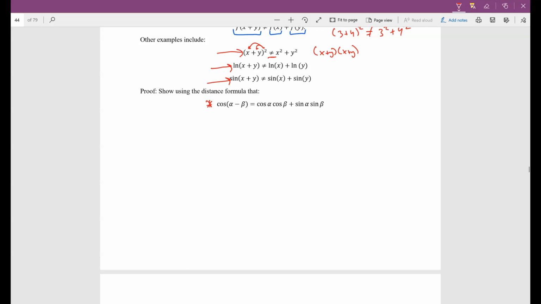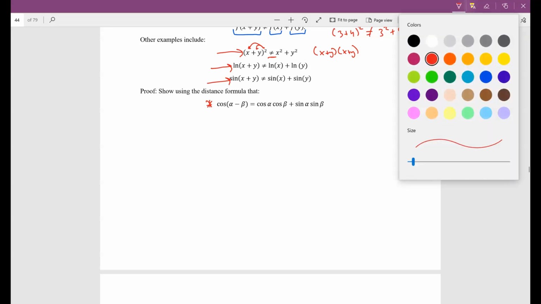So how the heck did they come up with that? Let me go ahead and prove it to you. This proof is a little lengthy, so just bear with me.